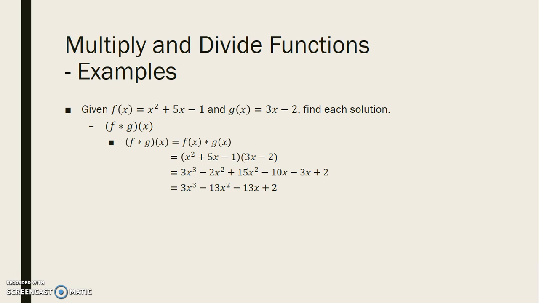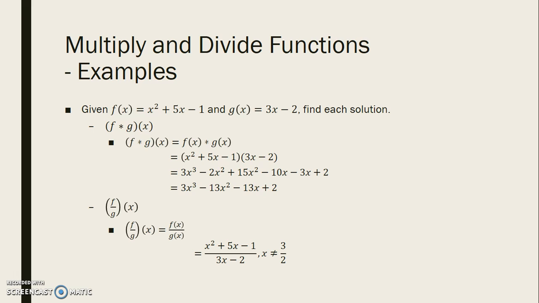Okay, so now let's look at division. We get f divided by g of x, and remember that's the same as f of x divided by g of x. So we get x squared plus 5x minus 1 divided by 3x minus 2. Now really what you would check is to see if there's anything that we could simplify.